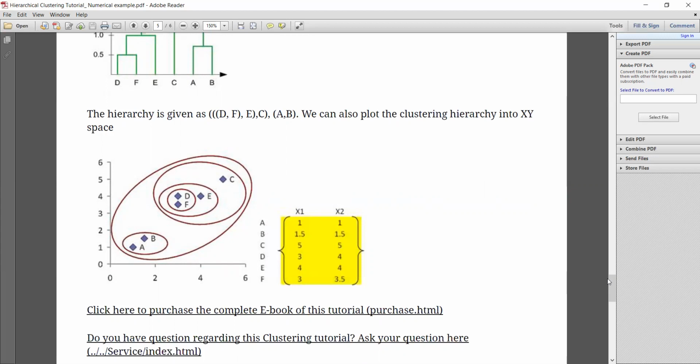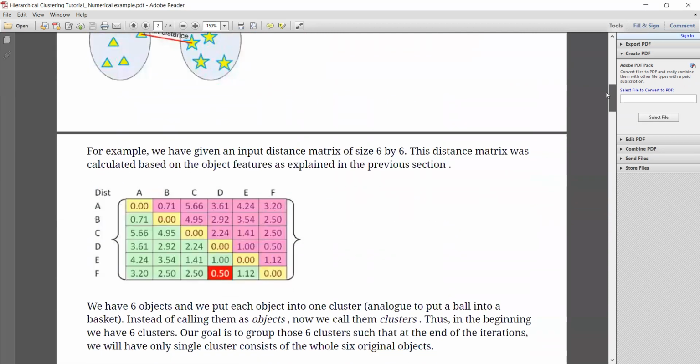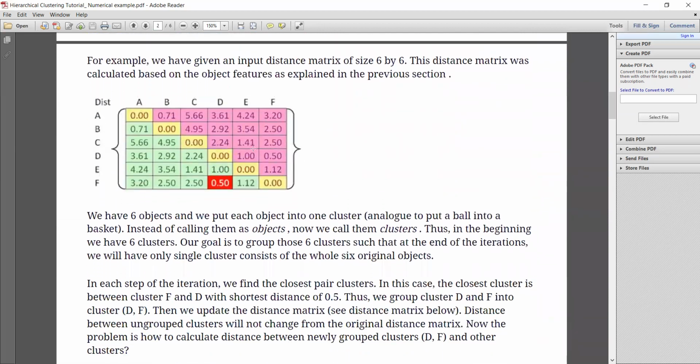This method starts with the distance matrix. So the first step is to calculate the distance matrix, and here we have calculated it for my data set. There are a total of 6 objects, so my distance matrix is a 6 by 6 matrix. This distance matrix was calculated based on the object features using Euclidean distance, as explained in the previous session. You can consider either the pink portion or the green portion. This is the distance matrix representing the distance between every pair of objects in my data set.